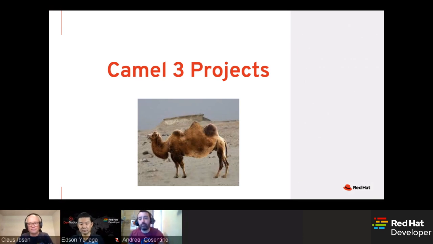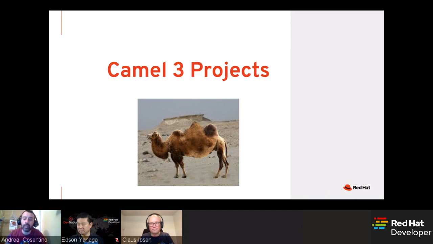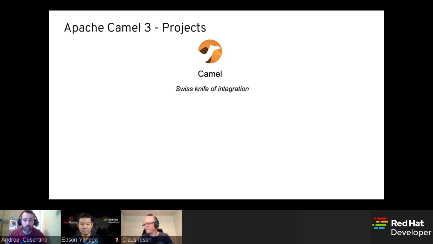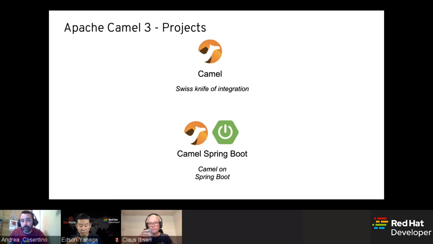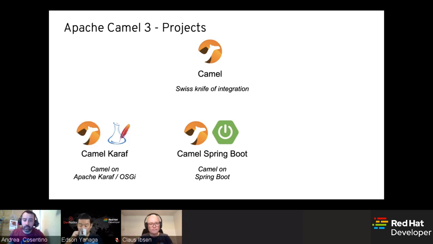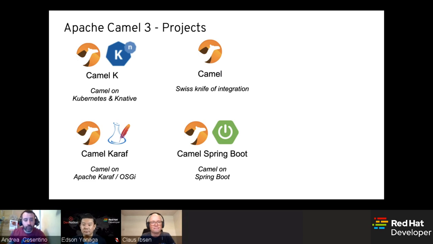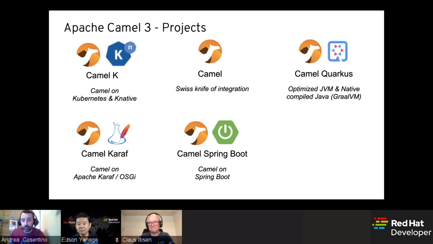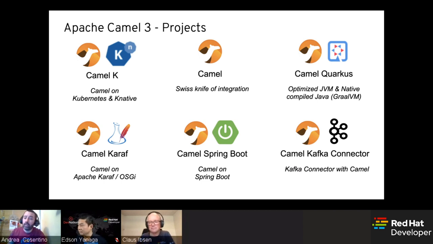Thanks, Klaus. So when we started working on Camel 3, we wanted to create an ecosystem around the main project. As base project, we always have the Camel project, the Swiss knife of integration, and Camel Spring Boot, as we already saw in the last slide, and Camel Karaf related to OSGi. So if you love OSGi, it's your choice. And Camel K. Camel K is Camel for the cloud, so Kubernetes and Knative, and Camel Quarkus. This is the choice for fast Java and fast startup time. And the last project added to the family, Camel Kafka Connector, which is related to the Kafka Connect framework, and we will see this later in the slides.